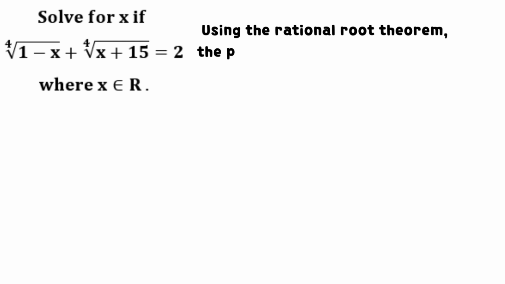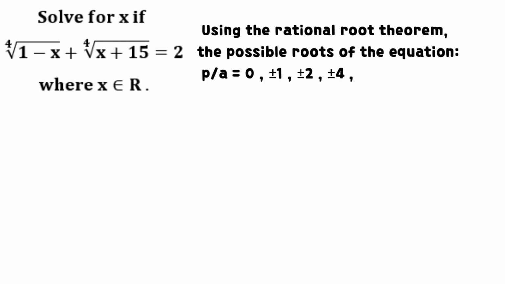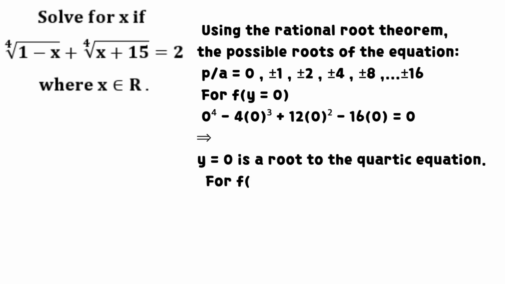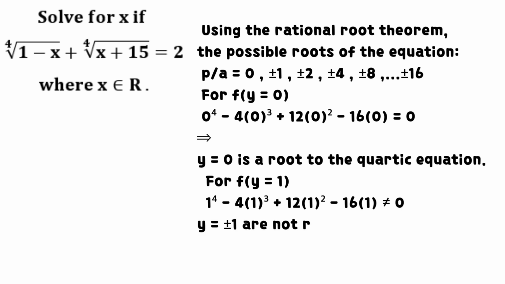Using the rational root theorem, the possible roots of the equation are the ratio p over q, which equals the ratio of factors of the last term to the factors of the first term, which equals 0, plus or minus 1, plus or minus 2, and so on, as shown on the screen. For f(y) equals 0, we have that 0 equals 0, after substituting into our derived equation.